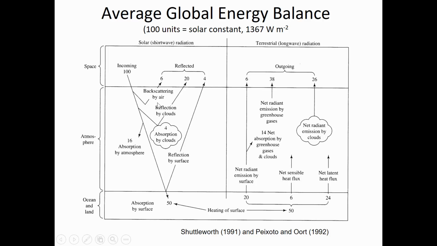So a small portion of the radiation is reflected by the clouds. That's the 20% that you see, the reflection. Some is reflected by the surface. Some is absorbed by the clouds. But only about half of the incoming solar radiation is actually absorbed either by the land or by the ocean.